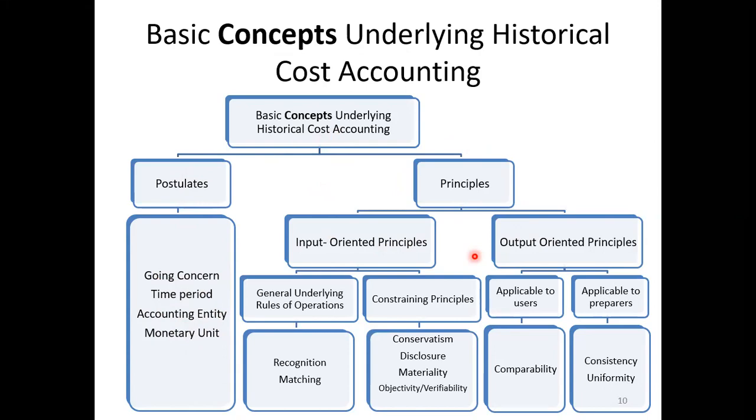Input. So general underlying rules of operations, recognition and matching. Constraining principles: conservatism, disclosure, materiality, objectivity or verifiability. In output oriented principles, applicable to users, comparability, and applicable to preparers, accountants, they should be consistent and uniform. So that's about output oriented principles. These are the input oriented principles.